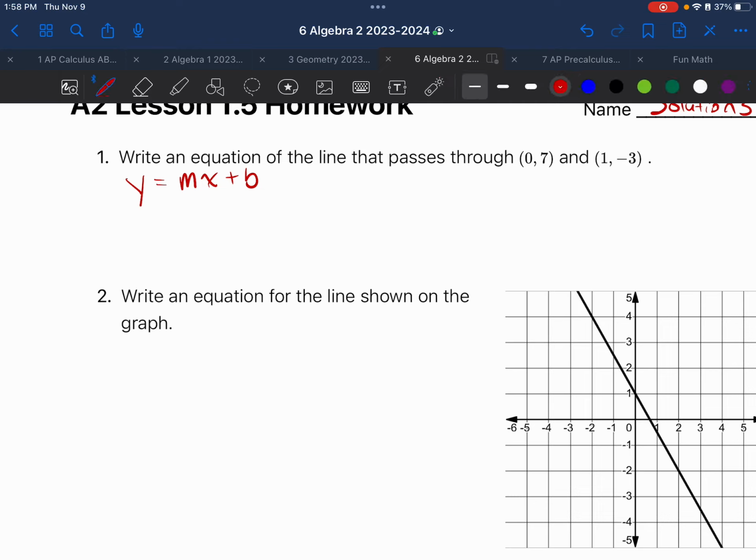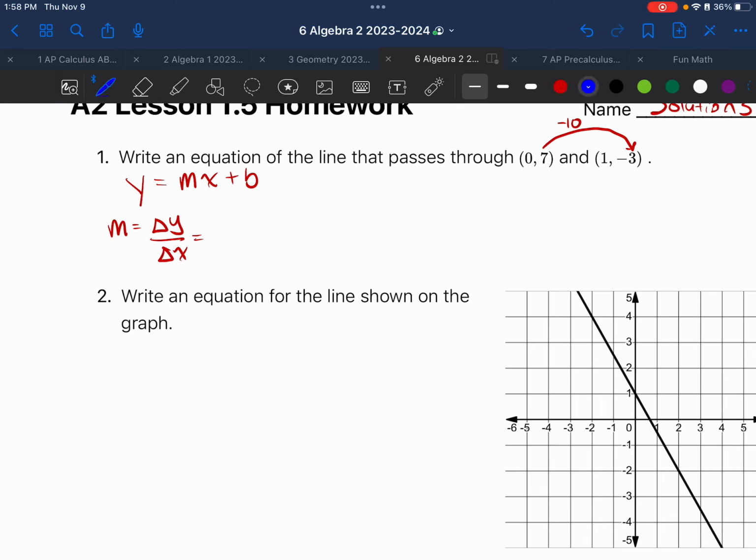In order to find slope, m, the slope is going to be the change in y over the change in x. So I'm going to ask this question: how much did I change in the y-coordinate? That's between 7 and -3. To get from 7 to -3, I had to go down 7 to get to 0, and then down another 3 to get to -3. That's a total distance of going down 10, or minus 10.